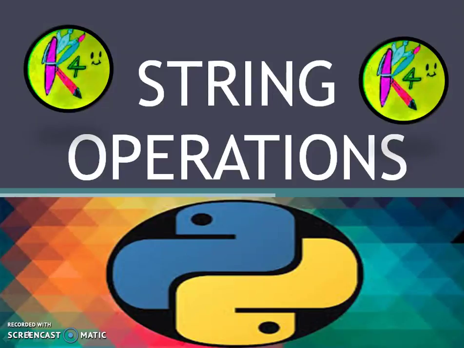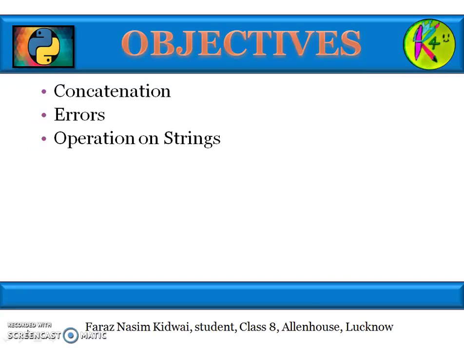So first of all, let's have a look at the objectives. Today we have three major objectives to cover. First of all, we are going to talk about concatenation. It's a very difficult word. Then we will talk about errors. Then we will talk about operations on strings in Python. Basically, in three of them we have operations, but in the last point we will see something special about it. Okay, so let's start with concatenation.